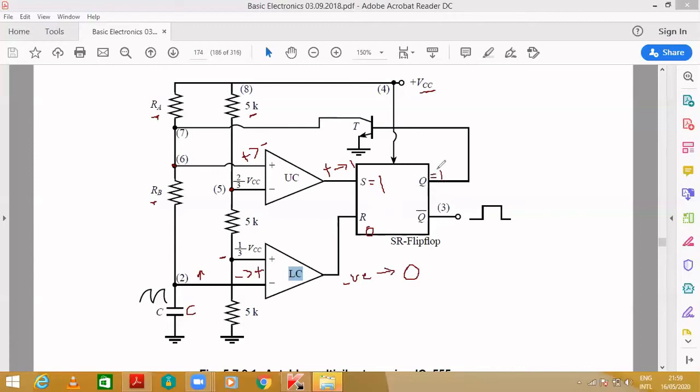When Q equals 1, what about your Q bar? It will automatically be 0 because of the complement. So you can observe this is 0. That is what it is, 0. Okay, so when it is 0, Q1 becomes 1.